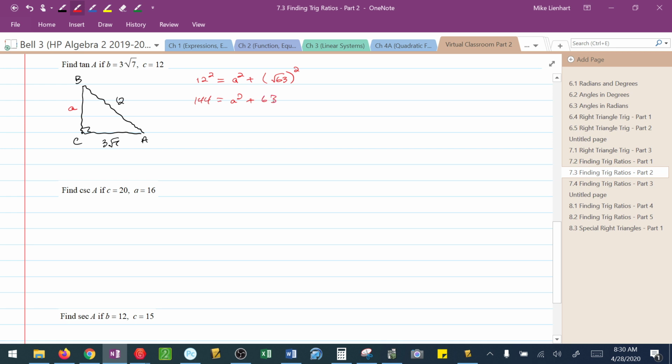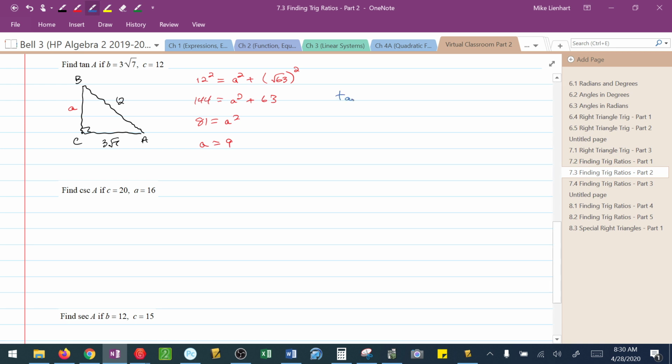If you square a square root, the square root disappears. So if I take 144 and subtract 63, I get 81 is A squared, so I know A would be 9. Now I'm ready to find the tangent of A.